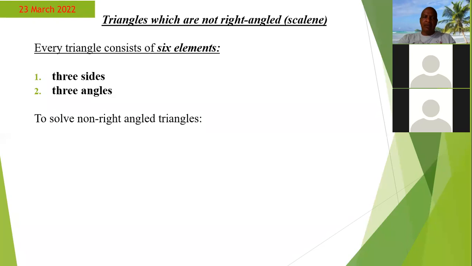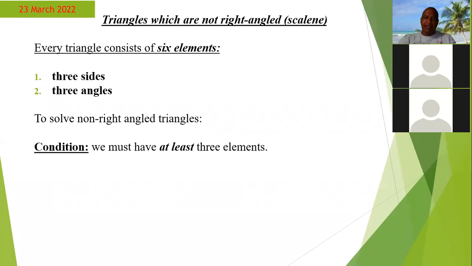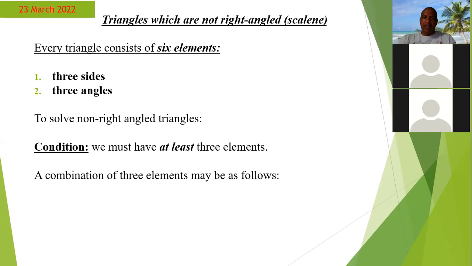Now, the elements don't mean that you have to be given 3 sides and then calculate 3 angles, but that is possible. But we can have combinations of how these 3 elements can be arranged, and so we're going to be looking at those. So the condition: we must have at least 3 elements. Now, a combination of 3 elements may be as follows. You can have 2 sides and an included angle.